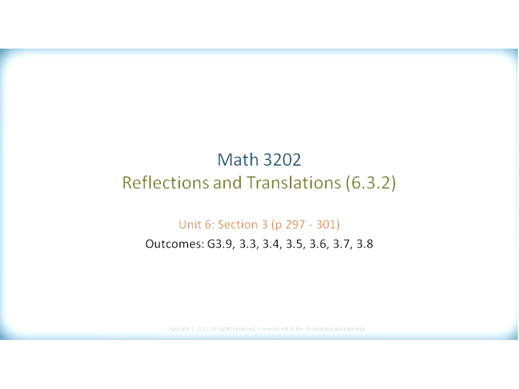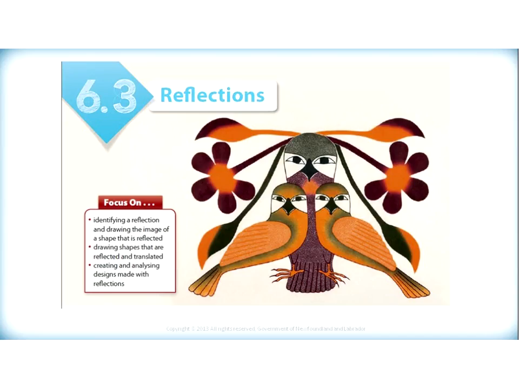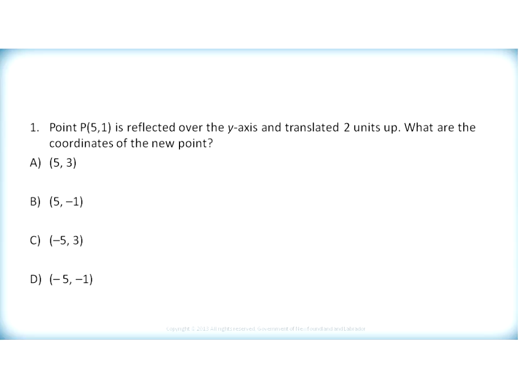We're going to now look at a couple of questions when we combine reflections with translations. So we're going to draw shapes that are reflected and translated here. The point P(5, 1) is reflected over the y-axis first, and then translated 2 units up. What are the coordinates of the new point?